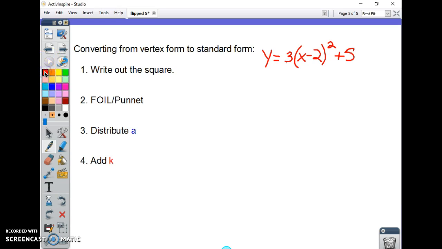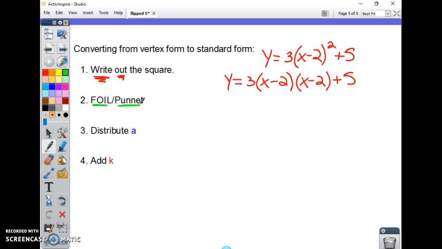So the first thing you do, and I specifically say write out, is the only thing you should be doing is defining what it means to square something, which is to multiply it by itself. So I see that we have (x minus 2) quantity squared. That means it's going to be (x minus 2) times (x minus 2), which is not any of those products that we saw before. In order to do this step now, we go back to something I showed you a couple weeks ago, which is you have to either FOIL or Punnett square.